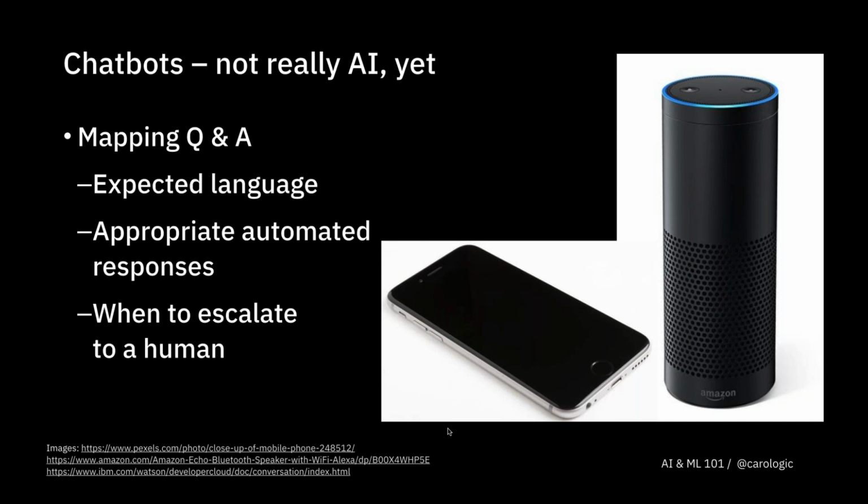She can only respond to specific questions with specific answers that she has in her database. She expects a certain language to be used, and she has appropriate automated responses. And at some point in many of these systems, they say, you know, you're going to need to do that search in a different place, or you need to talk to an actual human if it's a help desk type situation. So these aren't really quite at the level of AI yet, but they're getting there, and they're really cool and a lot of fun.